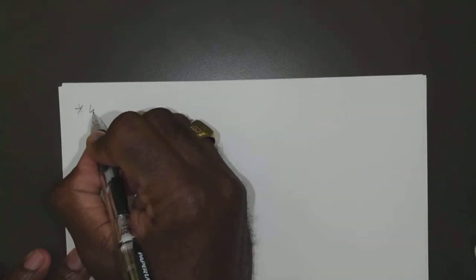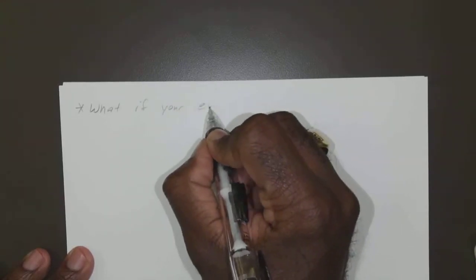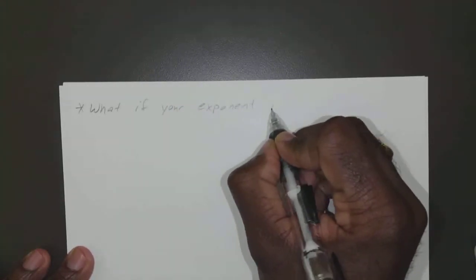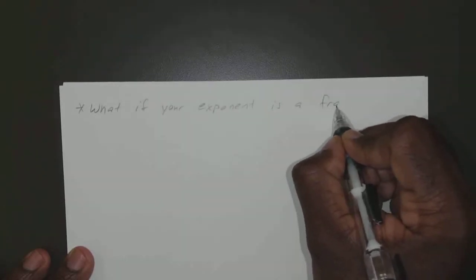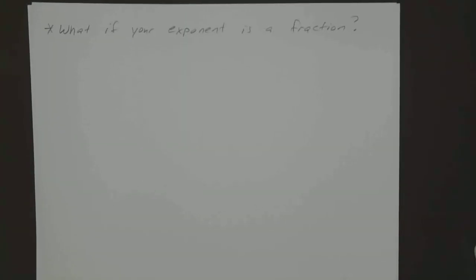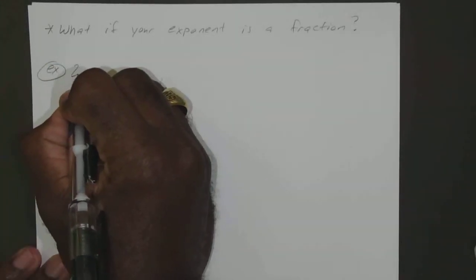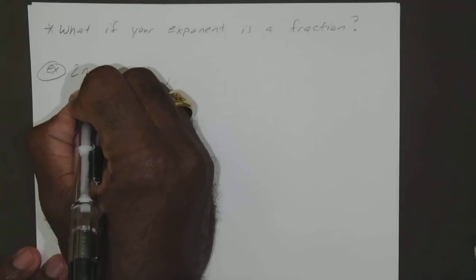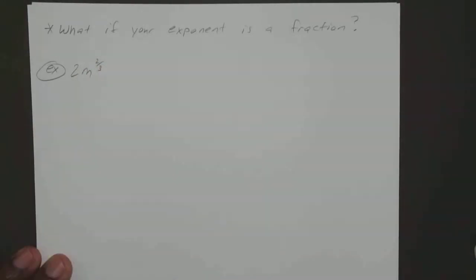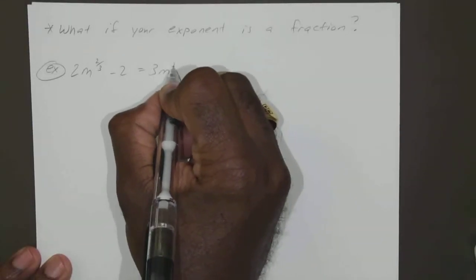Now what if you run across one where your exponent is a fraction? Okay. Let's say, for example, you have 2m to the 2/3 power minus 2 equals 3m to the 1/3 power.